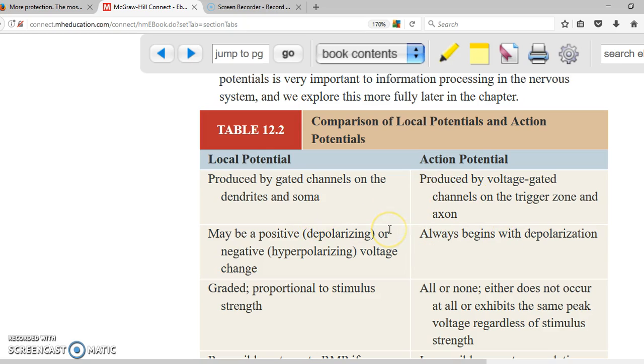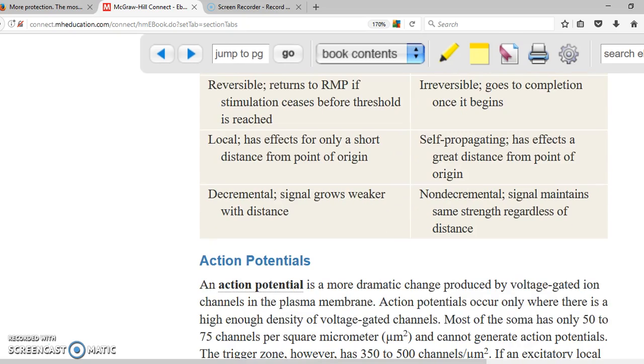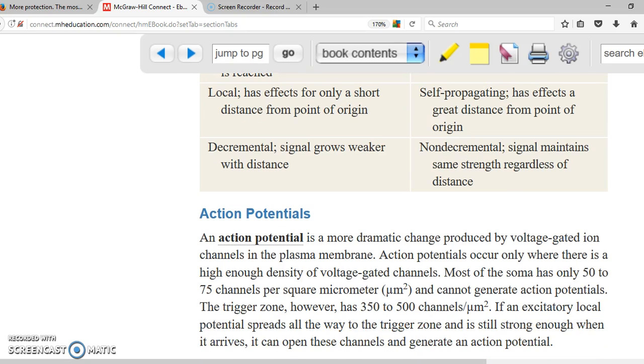But the main thing is the local potential is not strong enough to reach the trigger zone. So they are decremental, meaning it starts strong, but then it gets weaker and weaker and doesn't reach the trigger zone for an action potential. Once the stimulus is strong enough, it reaches the action potential, and the action potential cannot be stopped. You can look at this table and pay attention to the differences between local and action potential.